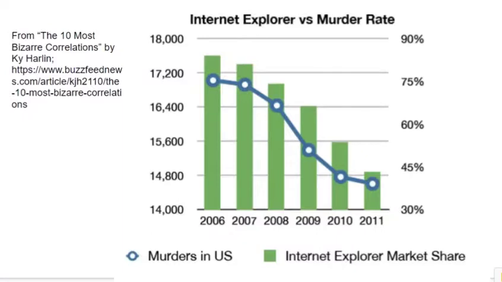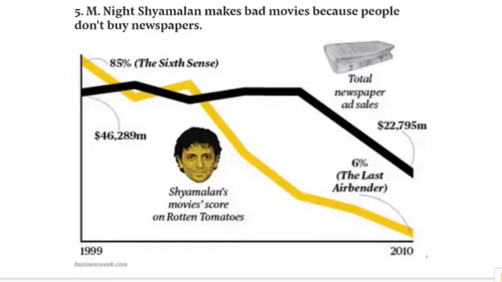I included a link to the article that I got this graphic from in the course and the materials for the last round of logical fallacies, but it gives me a laugh every time I look at it, so I thought I'd put a few of these graphs here for you. You can see there's a strong correlation between Internet Explorer use and the murder rate. And I gotta say, guys, it is a good thing that more of us are using Chrome. Or how about this one? Did you know that M. Night Shyamalan makes bad movies because people don't buy newspapers?